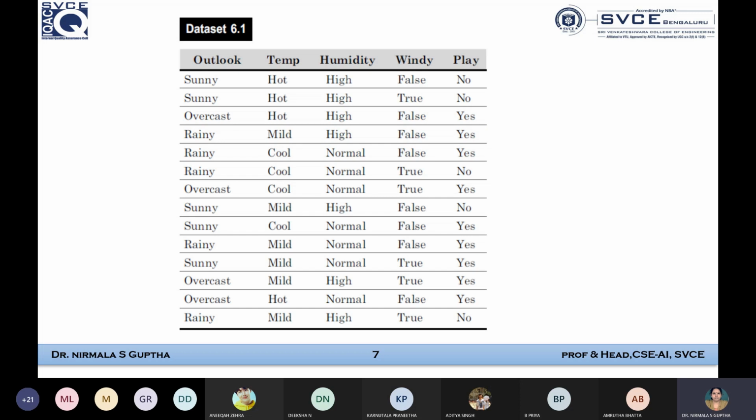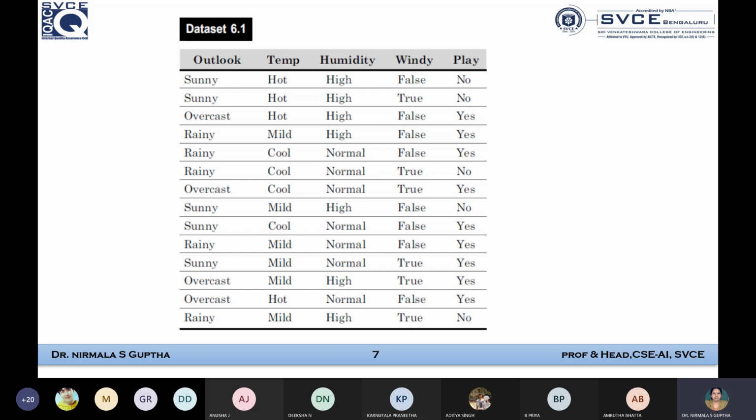So now let us do it for the third parameter by looking into the data set. What is the third attribute now? Humidity. Very good. What are the values under humidity? High and normal. That's it.